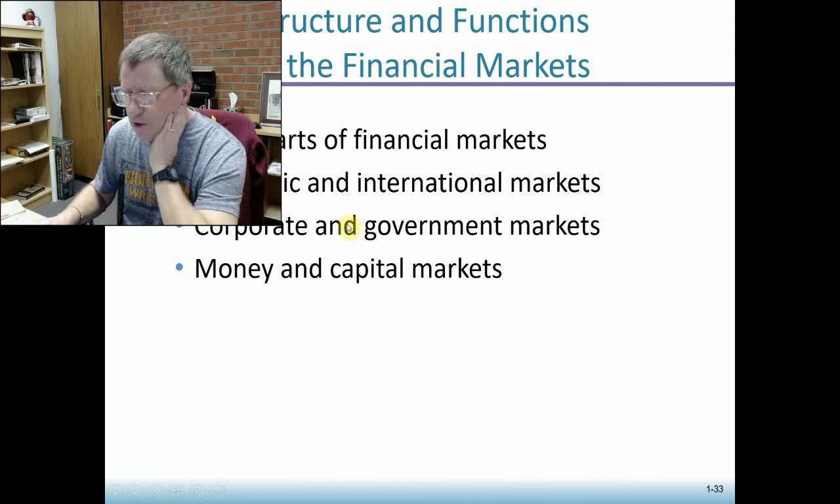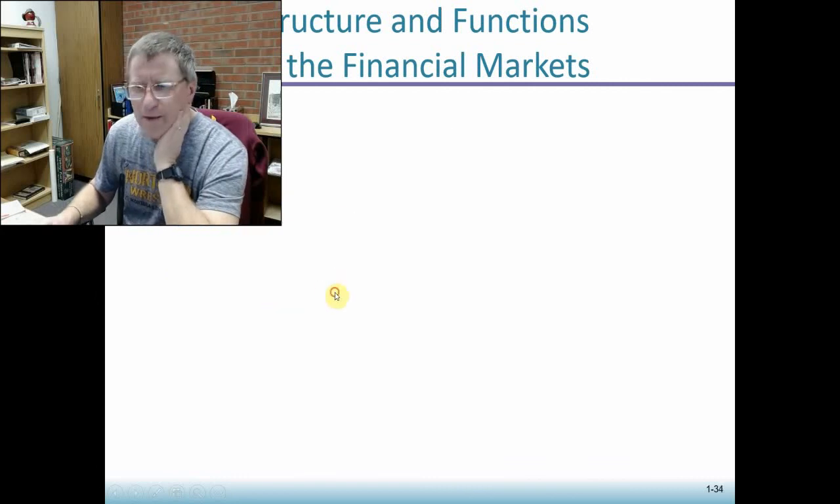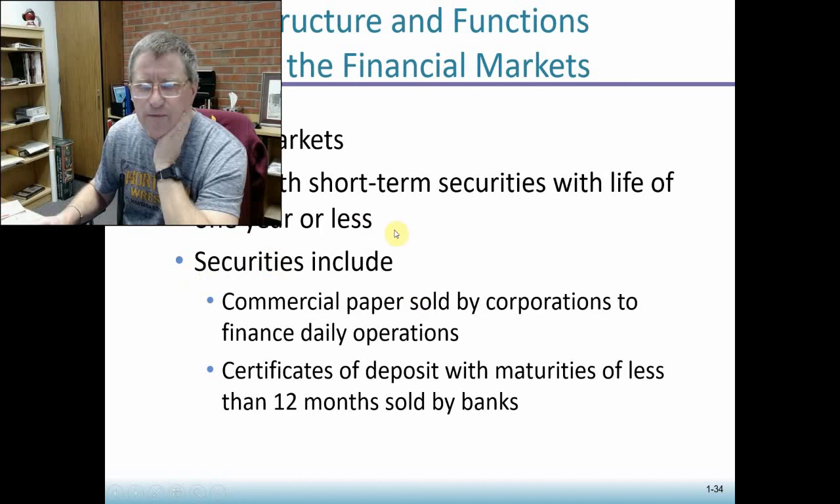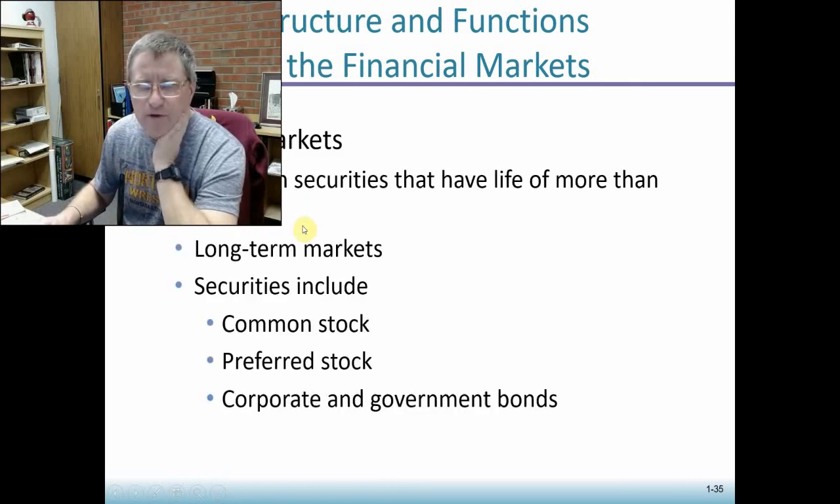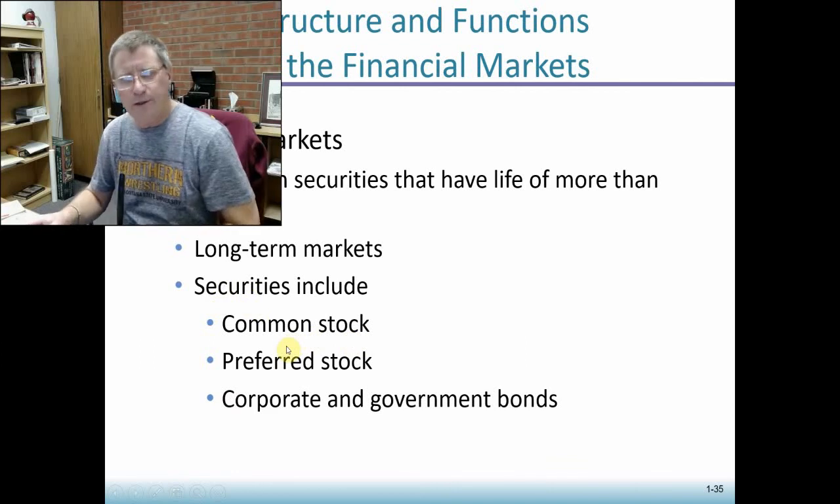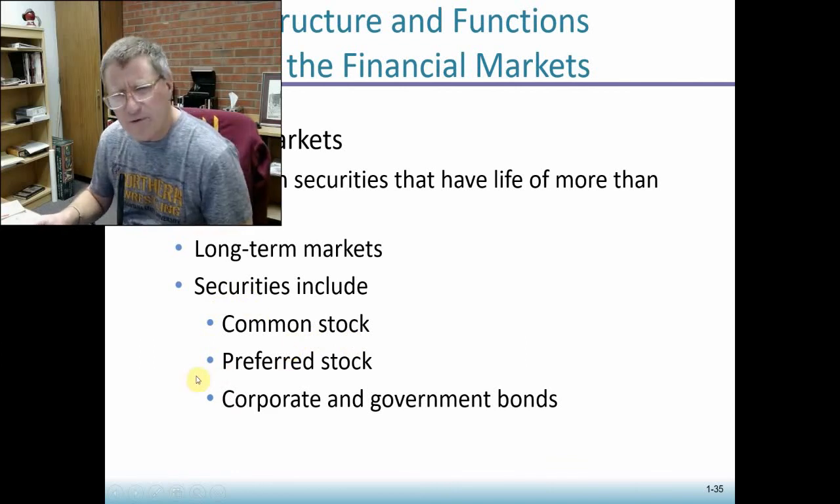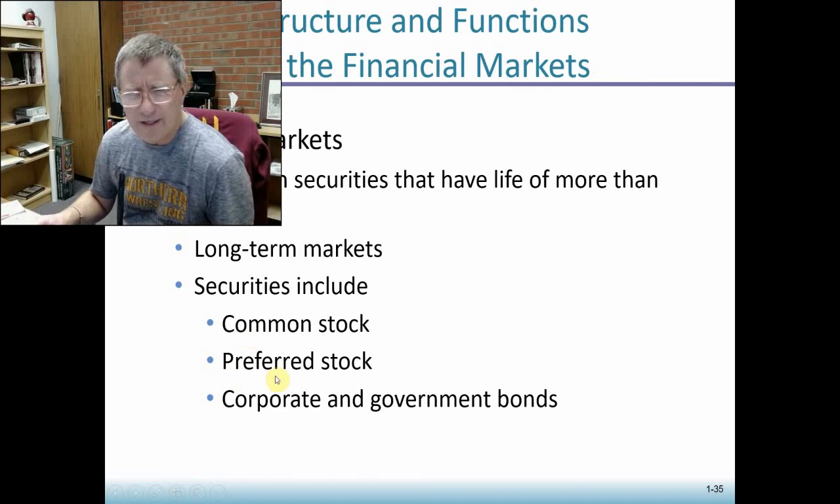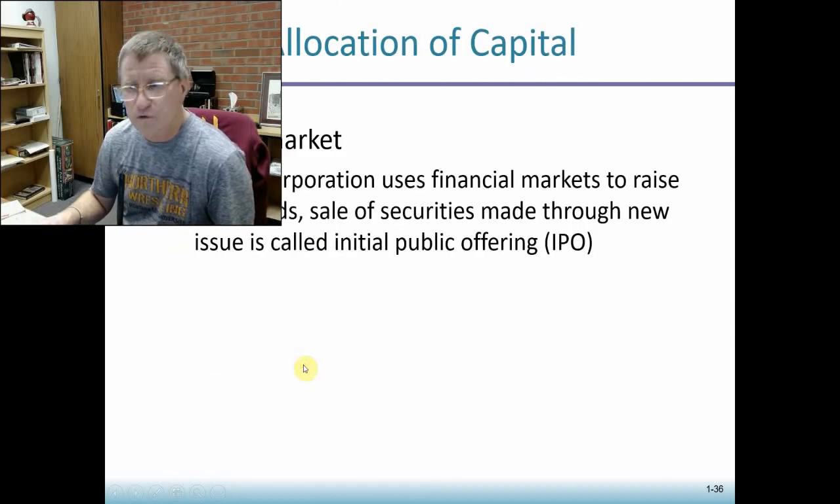Money and capital markets, again, that's short-term versus long-term, basically. Money markets are short-term. Capital markets are long-term. Securities can include common stock, preferred stock. Not a lot of preferred stock happens. We'll talk about that later in the semester. Corporate and government bonds are a huge, huge thing, right? I mean, our government, I think, owes $30 trillion or something like that. Add in corporate debt, you got a big number there, right?